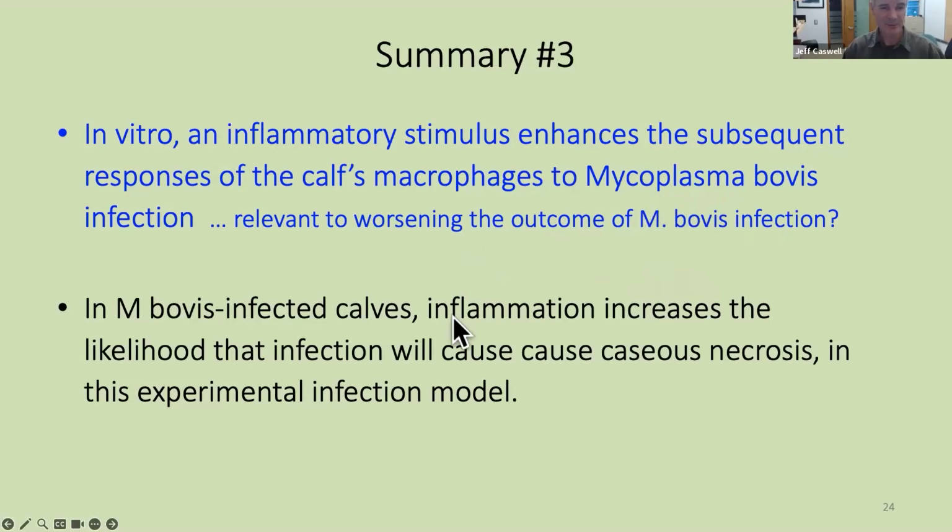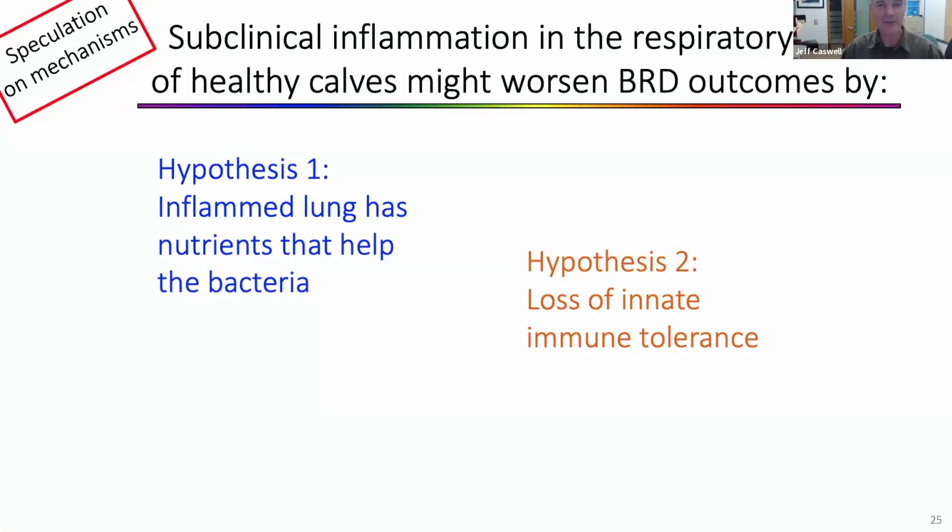therapy. Second point is, in these experimentally Mycoplasma bovis infected calves, it seemed that inflammation increased the likelihood that Mycoplasma bovis infection would cause caseous necrosis within that experimental model. Again, that model is not identical to what happens naturally in terms of development of disease, but it is a model in which we can very carefully control a lot of variables.